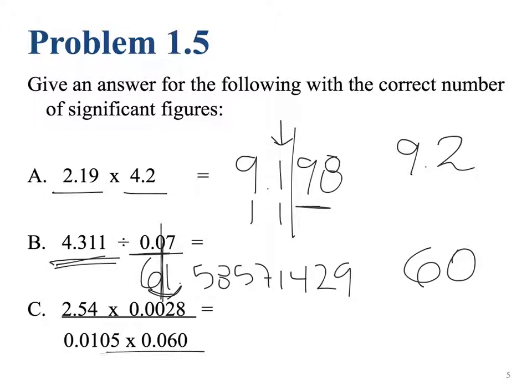When you are doing this, do all the numbers in your calculator first. Don't forget to write parentheses. So you will have to open parentheses, 2.54 times 0.0028, close parentheses, divided by, open parentheses, 0.0105 times 0.060, close parentheses, and then enter. Your calculator will give you this answer.